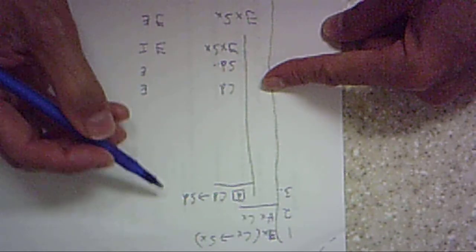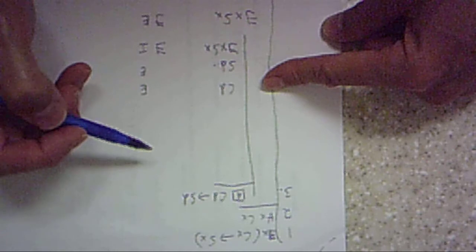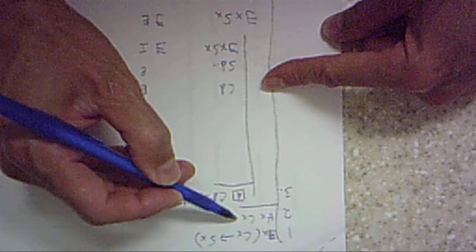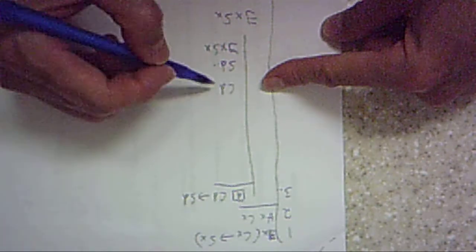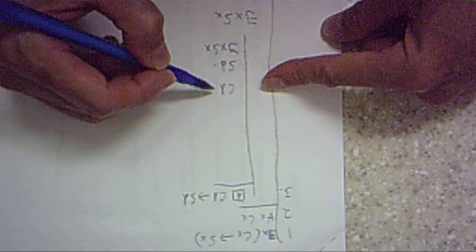Well, what haven't I used yet? I haven't used 2. What does 2 say? 2 says everything's a cube. Well, think about it. If you know everything's a cube, does it follow that D is a cube? And the answer is yes, because everything's a cube, right?